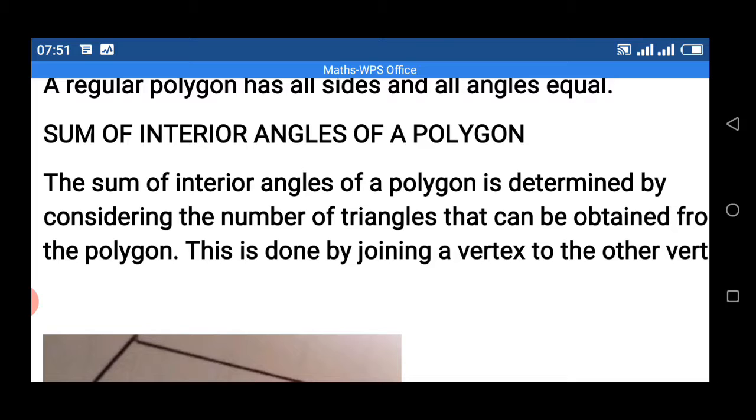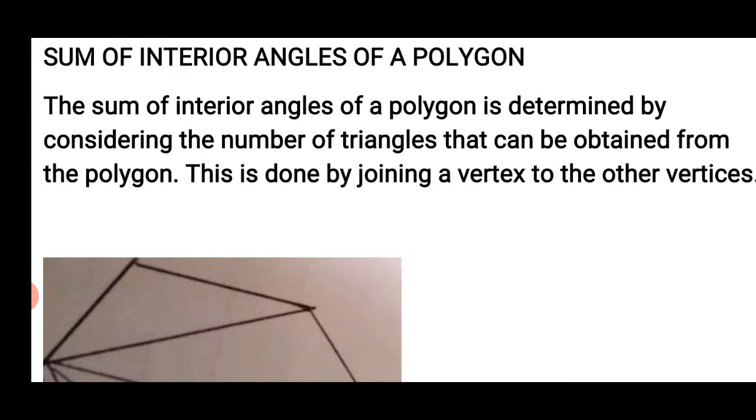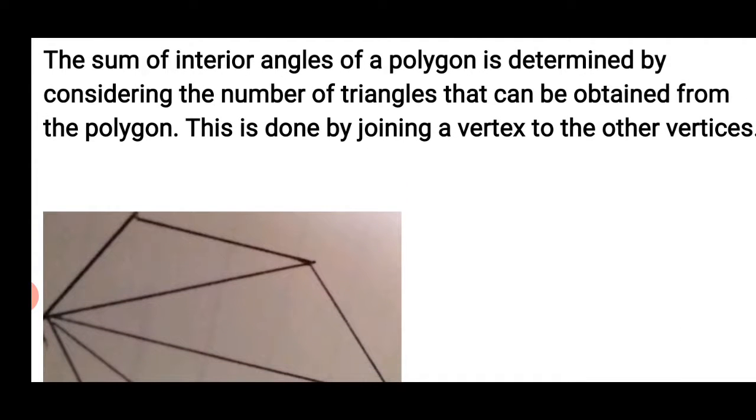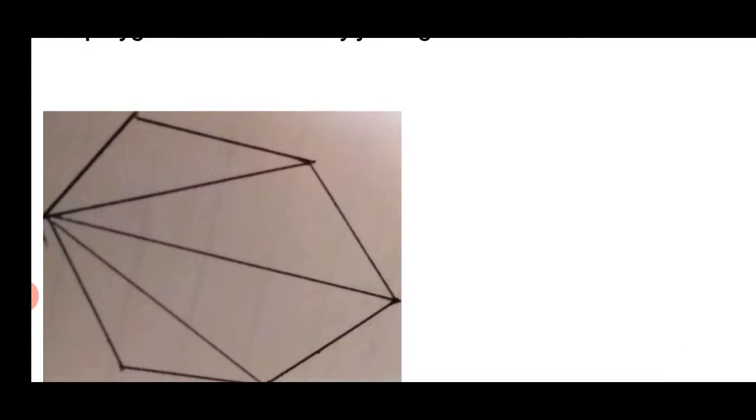How do you obtain triangles from a polygon? We are going to join a vertex to the other vertices of the polygon. A vertex is a corner at the edges. The corner points in a polygon. As you can see in this polygon, we draw a line from one vertex and we join it to the other vertices. Then we obtain triangles.